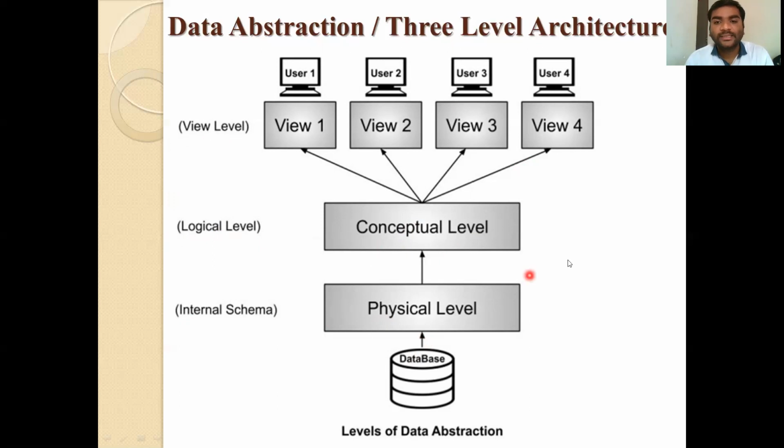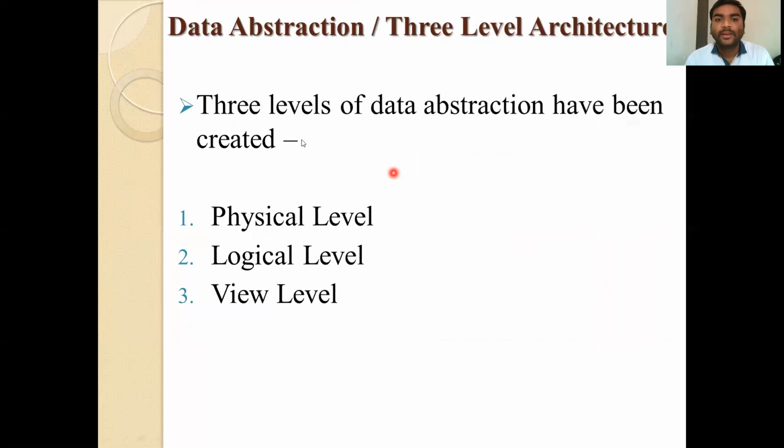This architecture is very important when you are going to explain this topic or when you are going to write the answer about the three levels of data abstraction or three-level architecture of the database management system. Such a question may be asked by the external examiner in the MSBTE practical exam. So the first is the physical level, the second is the logical level, and the third one is the view level.